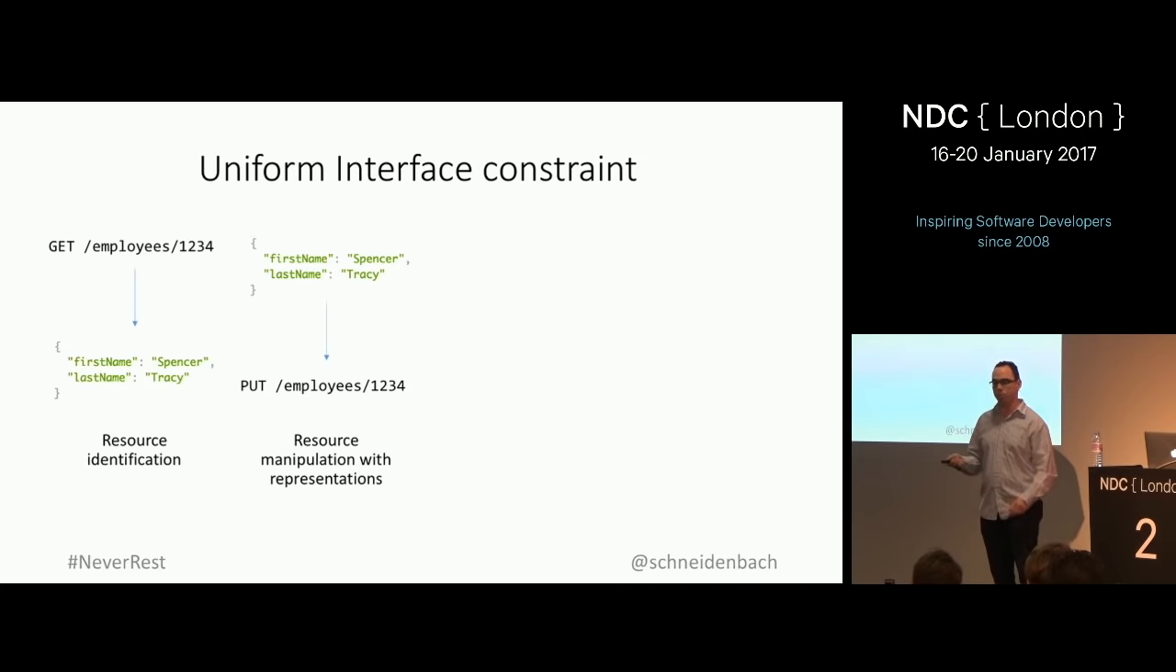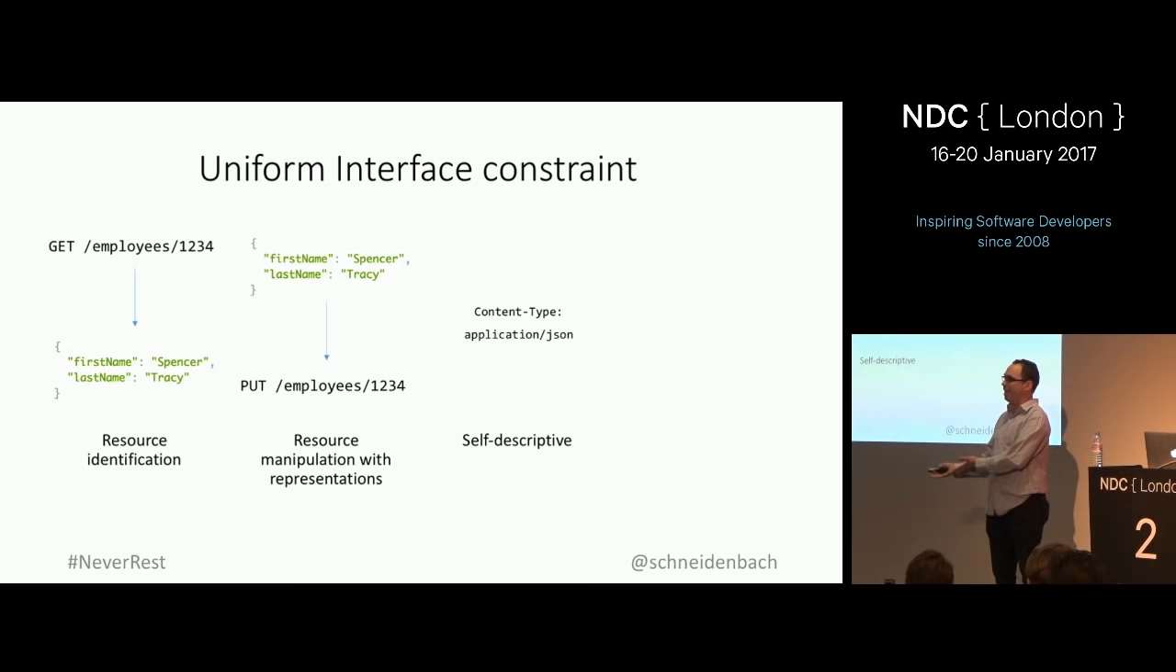Content is self-descriptive, which means that the server tells the client what kind of content is being sent back. It could be JSON. It could be XML. It could be a CSS file. It could be HTML, right? The point is that it describes itself. It typically describes itself in HTTP inside of the content type header inside of the response, right?